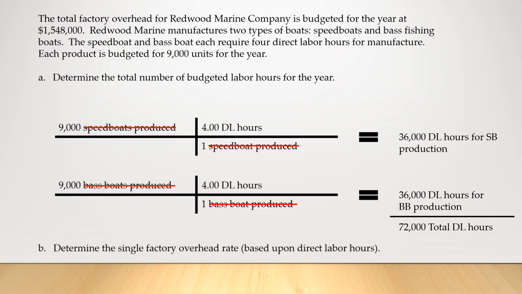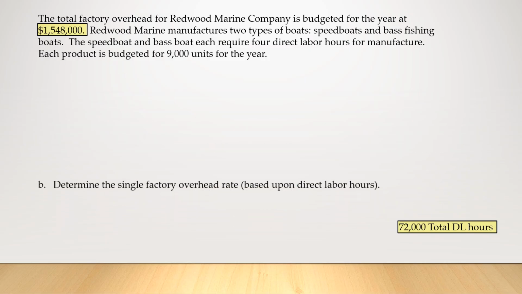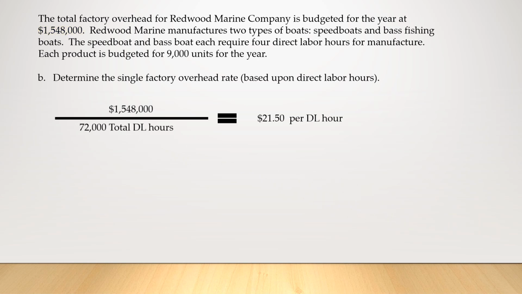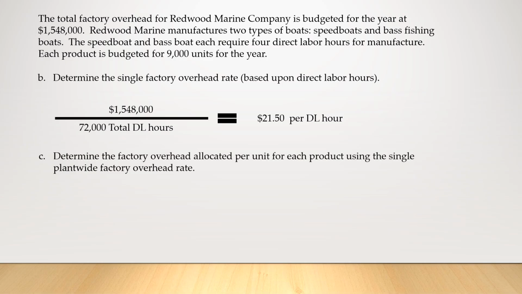Now for letter B. How can we calculate our single factory overhead rate? We know our total direct labor hours as well as our total annual factory overhead, so we can simply divide the latter by the former. Determine the factory overhead allocated per unit for each product using the single plant-wide factory overhead rate.